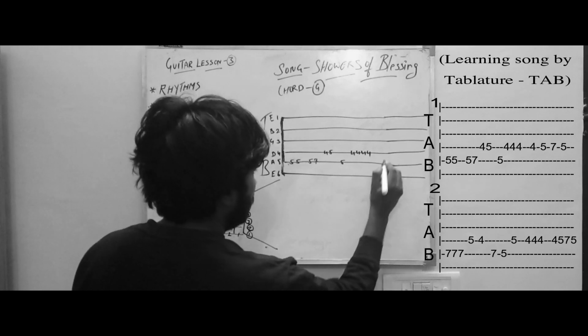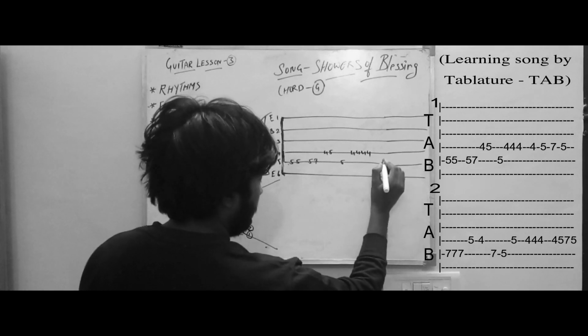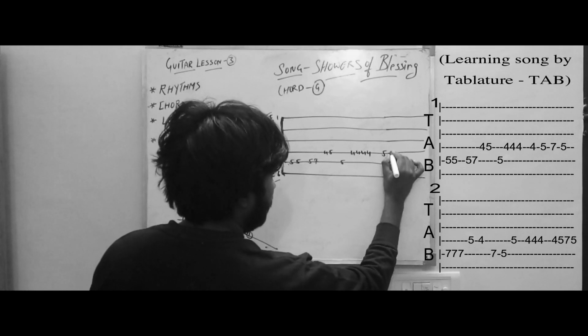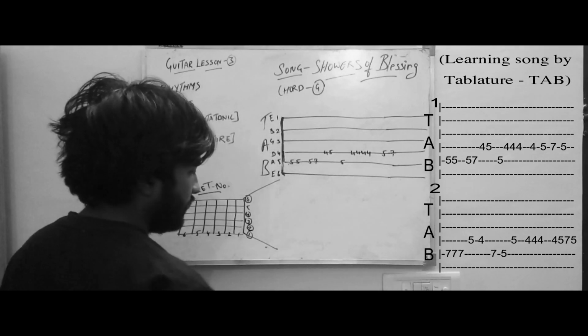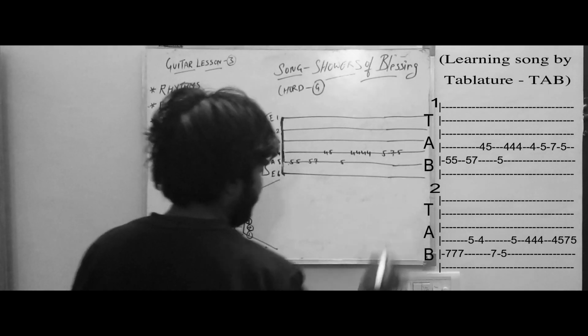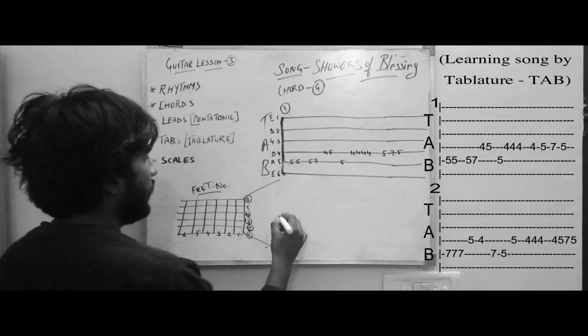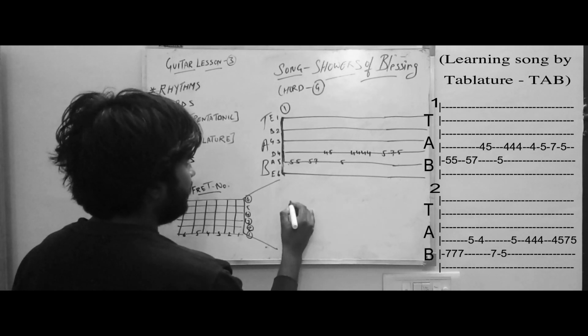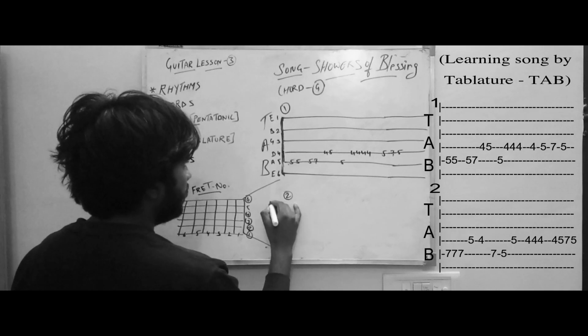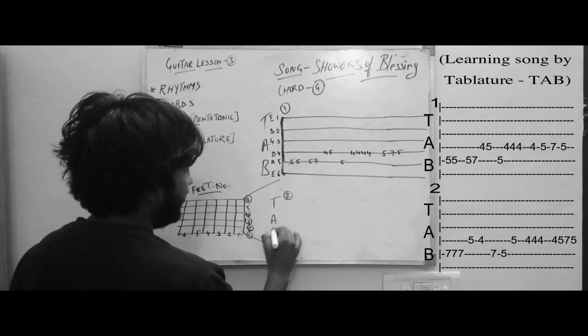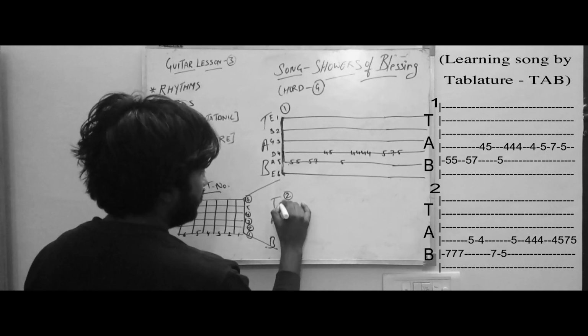Then 5, 7, 5. Now this is tab number 1. We're going to make another tab, that is tab 2. So it's like T, A, B. It starts like this.